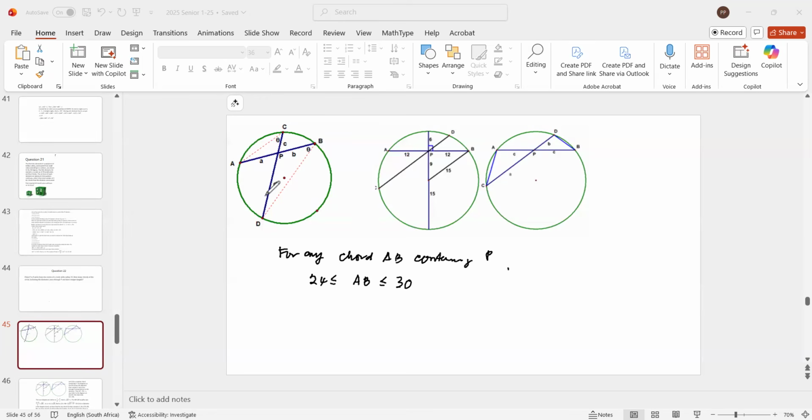In a circle, if you just draw any chord, it can have any value. But we want it to be a positive integer. How many are there? So now the number of integers here is 24, 25, 26, 27, 28, 29, 30.